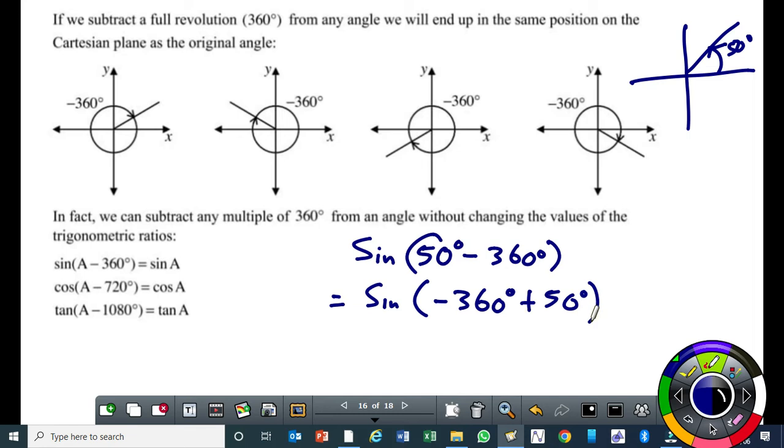You're following that, right? This will be equal to, allow me to carry on, then I can give you a short break. So sine 50 minus 360 is the same as sine of minus 360 plus 50. Then let's factor out minus 1. We want to go back to the basics. So this will be sine minus, okay, let me put a square bracket there, 360 degrees minus 50 degrees.